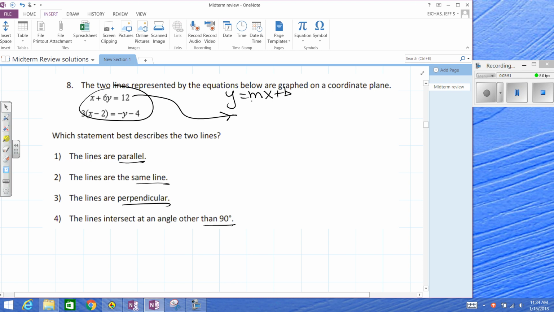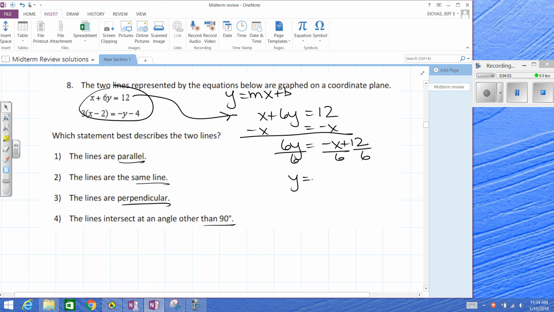All right, so let's take the first one, x plus 6y. I would take away x from both sides. This is just algebra skills. Negative x plus 12, divide by 6. Be a little careful here. That's going to be negative 1/6 for the slope. So negative 1/6 x plus 2.